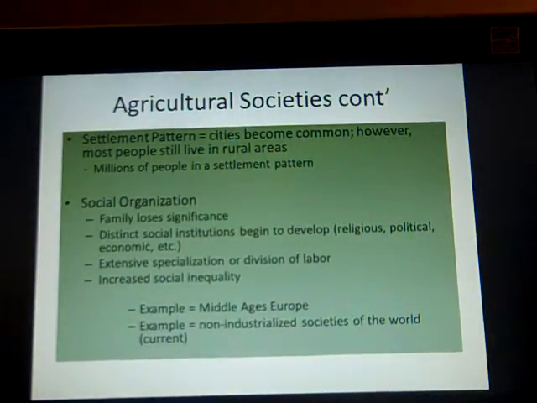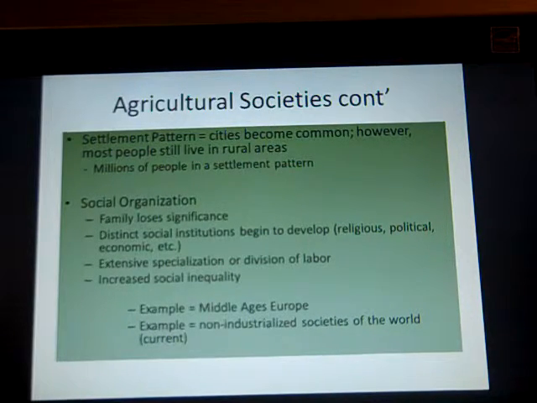The settlement patterns in agricultural societies, cities actually start to become common. So we're seeing not just little settlement patterns within the countryside, we're seeing cities where people are starting to reside. So we're starting to see a major shift in population distribution. But still most people are living in rural areas. Now you have millions of people, not just a couple hundred, in a settlement pattern.